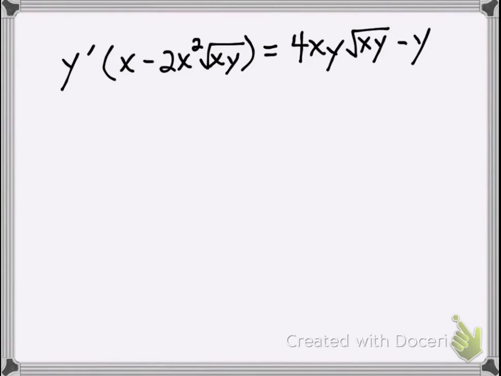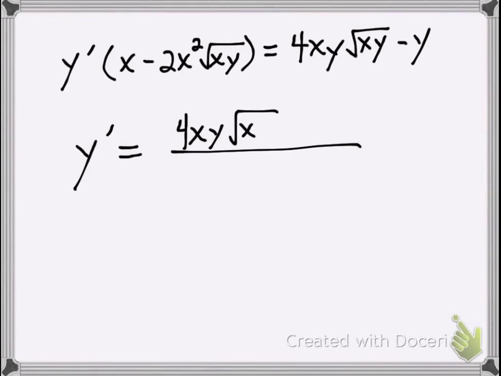Okay, so we're trying to solve for y prime. So the next thing that we're going to do is divide both sides of the equation by the expression that is in the parentheses on the left side of the equation. So we end up with y prime is equal to, and we'll get this fraction. In the numerator, we're going to have what was on the right side of the equation, 4xy times the square root of xy minus y. And in the denominator, we'll have what was in the parentheses on the left side of the equation, and that turns into x minus 2x squared times the square root of xy.